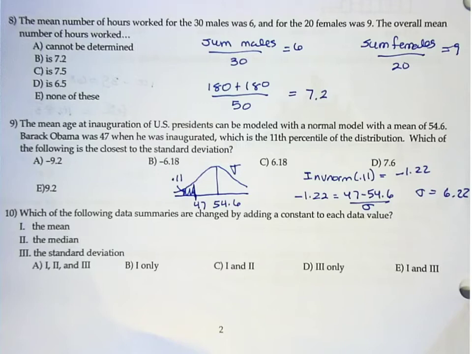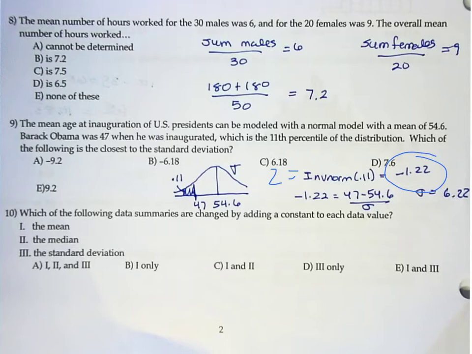The next question had to do with Obama being inaugurated and saying that he was in the 11th percentile. When we look at a question like this and look at the graph, we need to find the z-score that 11% scored below. To do this, we're going to do z equals inverse norm of 0.11 and get that that would be 1.22 standard deviations below the mean. Now we can set up to solve for the standard deviation. Negative 1.22 equals Obama's age, 47, minus the mean over sigma, which came out to be about 6.22. The closest answer there was 6.18.